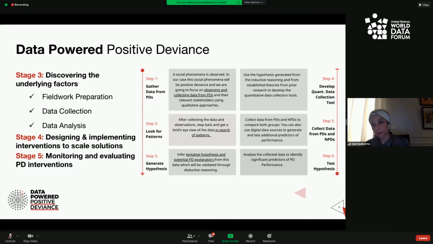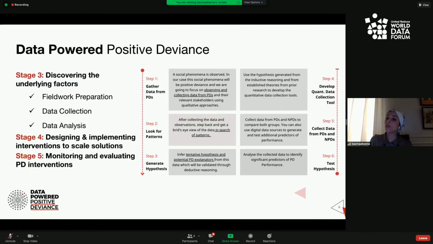We start with the sample of positive deviants to generate hypotheses of what they're doing differently and what could be a successful practice. But we wouldn't be able to make sure that those factors are actually the ones contributing to the good performance unless we make sure that they're exclusive to positive deviance. And we wouldn't be able to do that unless we actually compare them with the non-positive deviants.